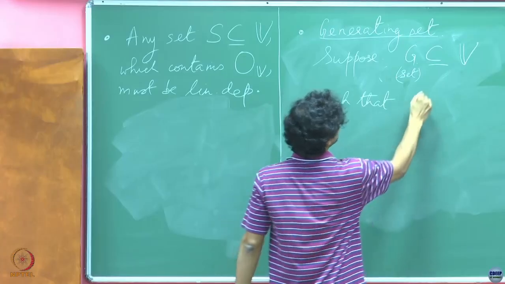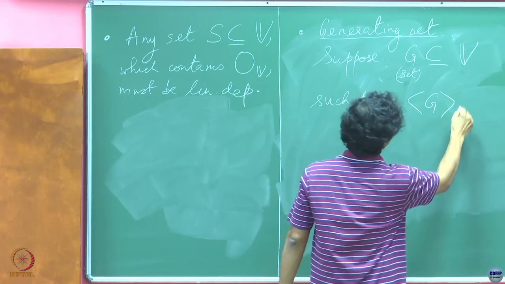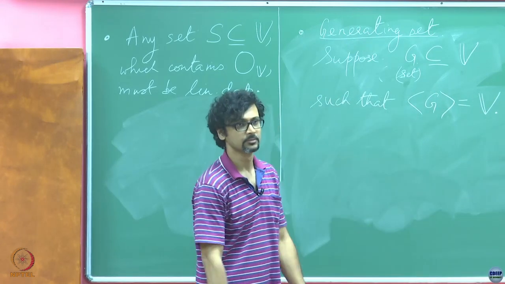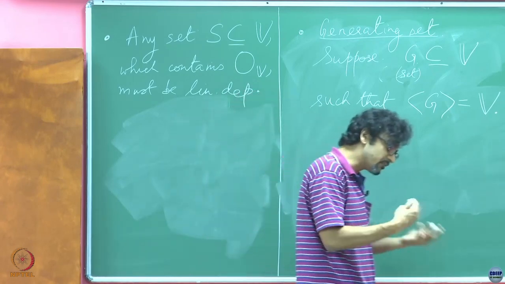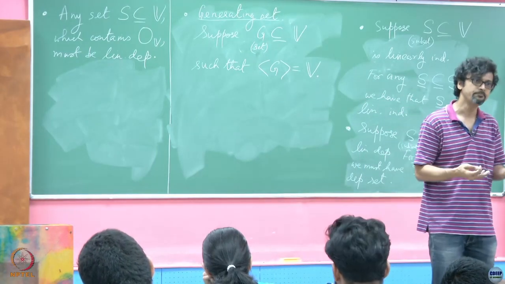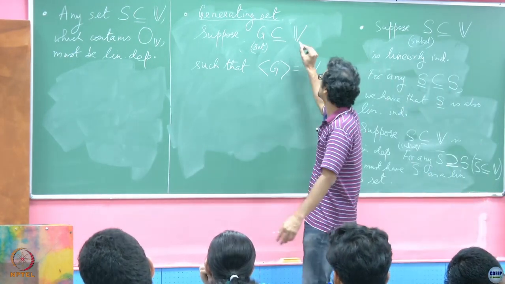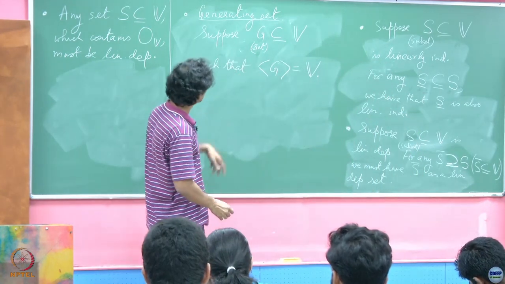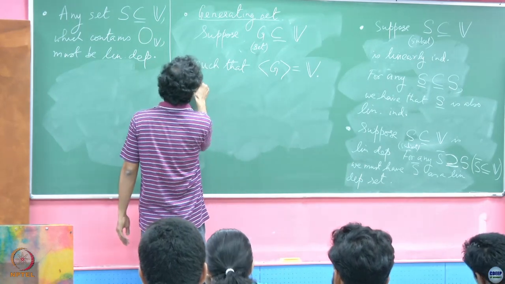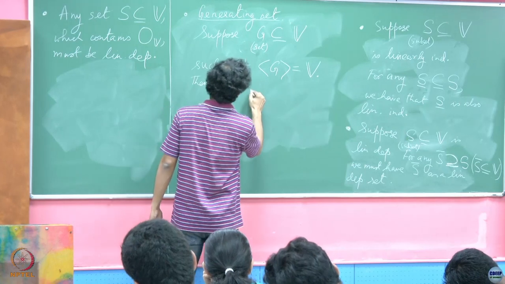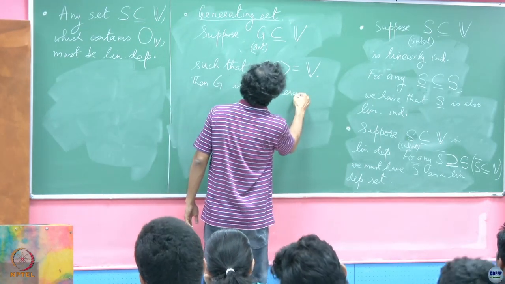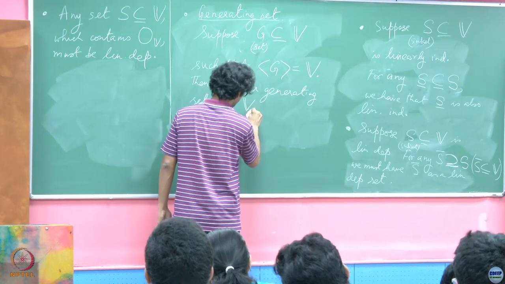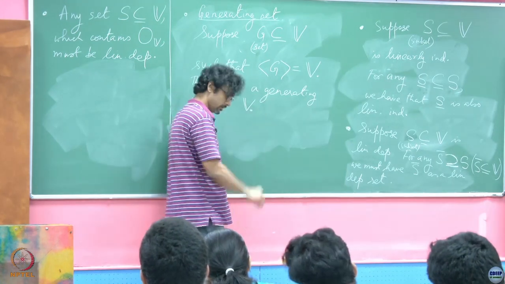Such that the span of G is equal to V, okay? That means by combining fellows that are contained inside this set G, I can cook up every vector that lives inside this vector space V, okay? So if I have such a set, then G is a generating set for V. Do you think that the generating set needs to be unique?